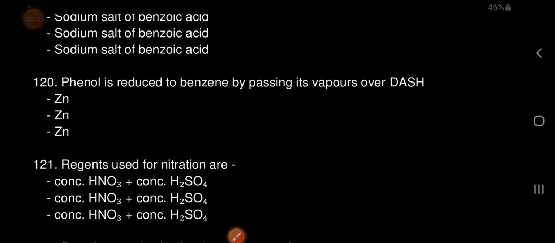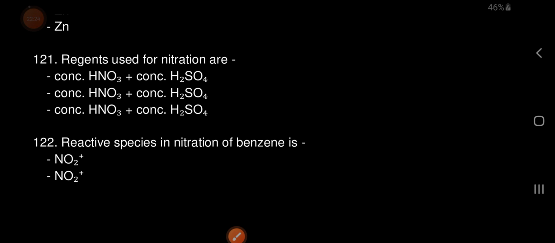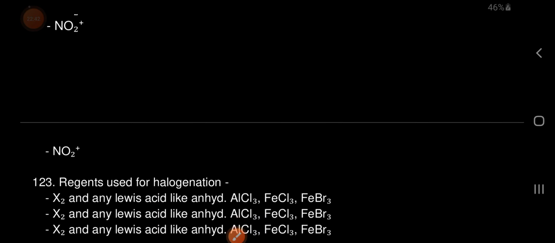Phenol is reduced to benzene by passing its vapor over dash: zinc. Reagents used for nitration are concentrated HNO3 plus concentrated H2SO4. The reactive species in nitration of benzene is NO2 plus.